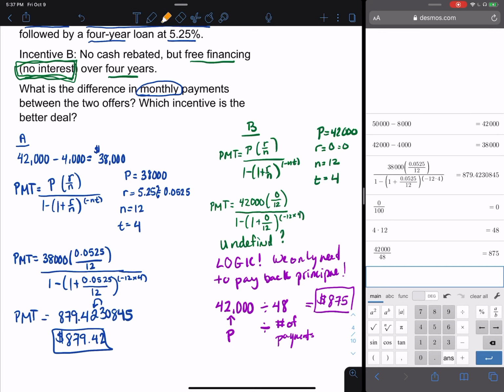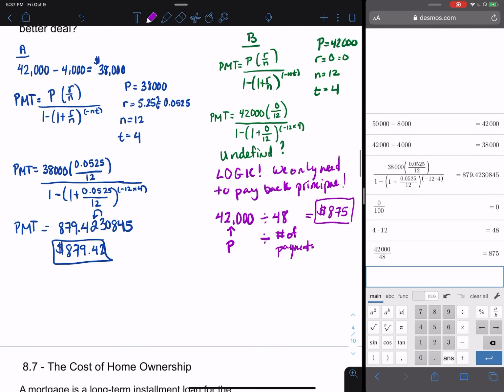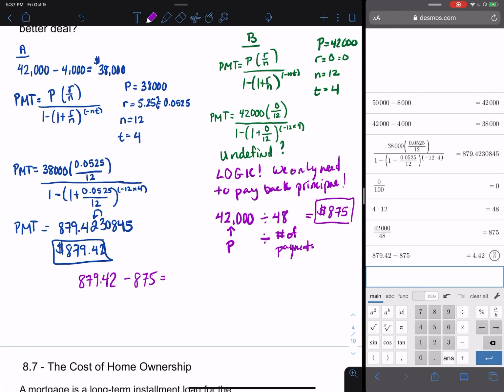Now we need to actually answer the question asked. So they asked us what is the difference between the monthly payments. So to find that, we're just going to subtract. We're going to do the $879.42 minus the $875. And if we do that, we're going to get that the difference in monthly payments is $4.42.